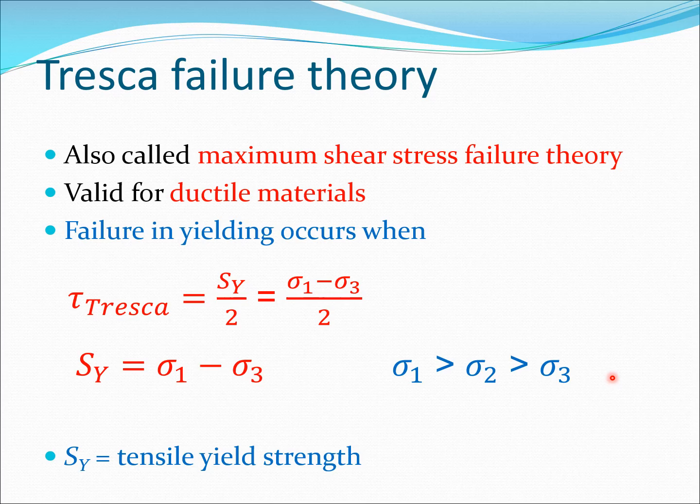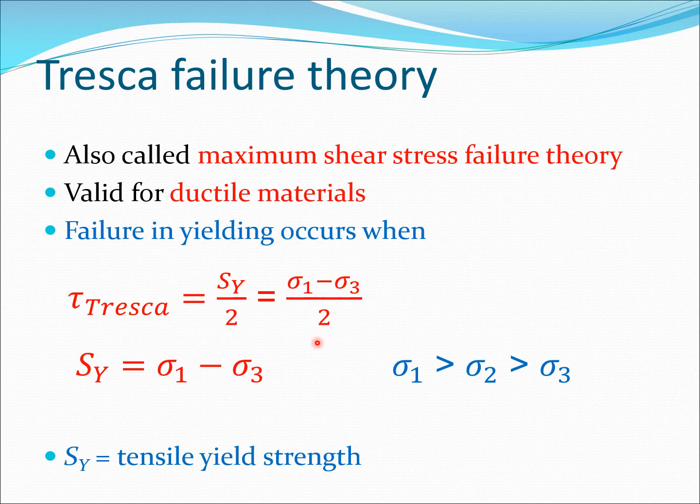So let us now introduce Tresca failure theory, which is also known as the maximum shear stress failure theory. And this theory is valid for ductile materials, which we very frequently use in aerospace structures. So Tresca's failure theory says that failure in yielding occurs when tau Tresca equals Sy by 2, which is sigma 1 minus sigma 3 by 2.